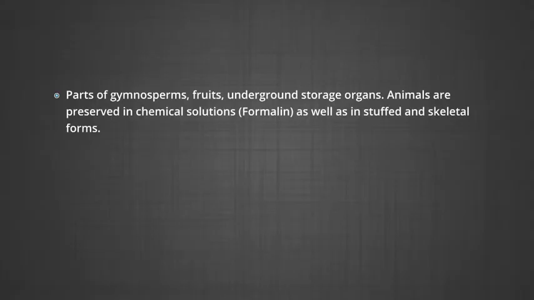Museums. Museums are a collection of plants and animals for study and reference. Only those plants are preserved in museums which cannot be kept in herbaria. Example, algae, fungi, mosses, and ferns. Parts of gymnosperm, fruits, underground storage organs. Animals are preserved in chemical solutions like formalin, as well as there are some forms which are stuffed and in skeletal forms.